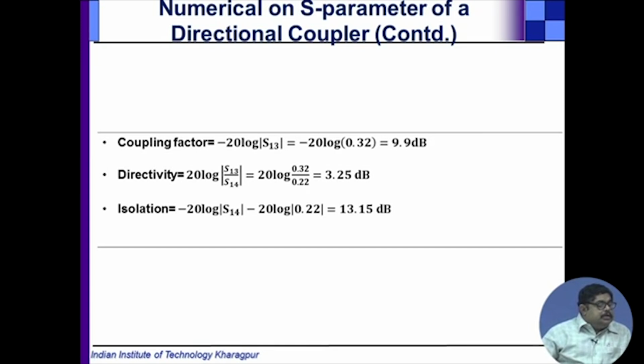So, you can say that this directional coupler is not a very good directional coupler. Though its coupling is 10 dB, its directivity is very low. That means it cannot suppress the reflected wave very much, and its isolation is also poor. 13 dB isolation is not very good, just because its directivity is poor. If directivity could have been 30-40 dB, you see isolation also could have been increased a lot.